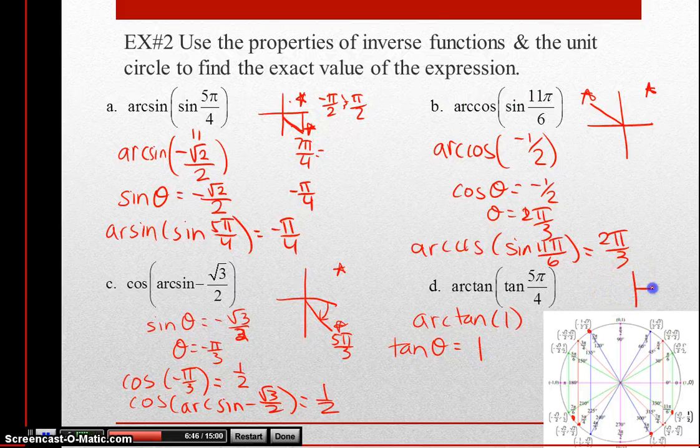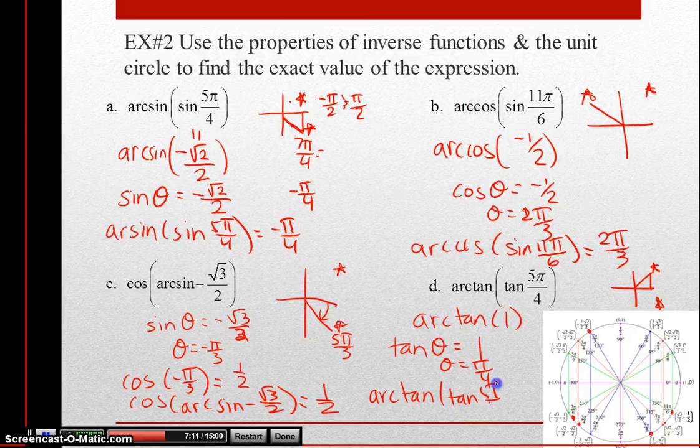But remember that the tangent is defined also in the first and the fourth quadrants. So our tangent's positive in the first quadrant. So we want to see what angle gives us a value of 1. So when we look on our unit circle, we're going to see it's pi over 4. Okay, so then we have the arctangent of the tangent of 5 pi over 4 is going to be equal to pi over 4.